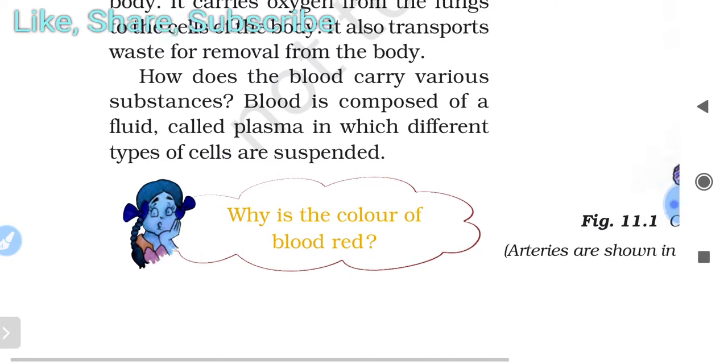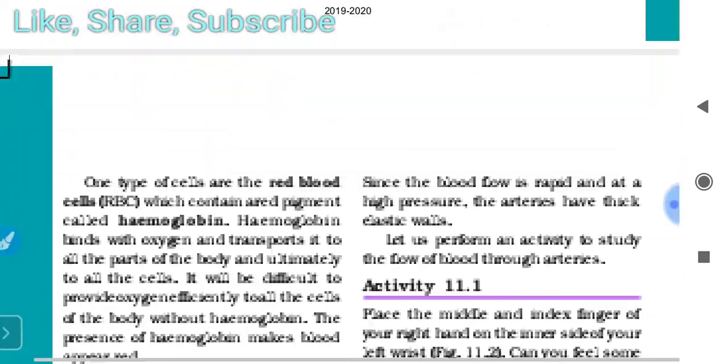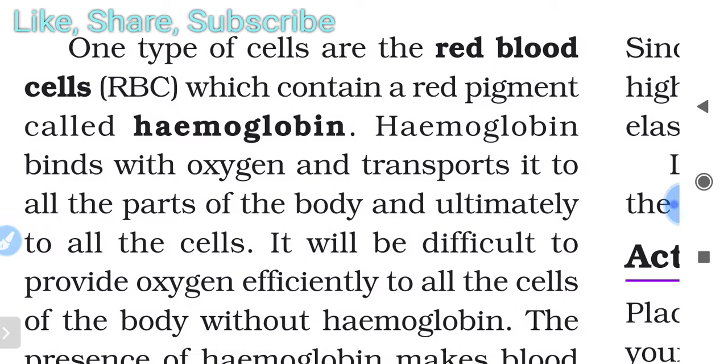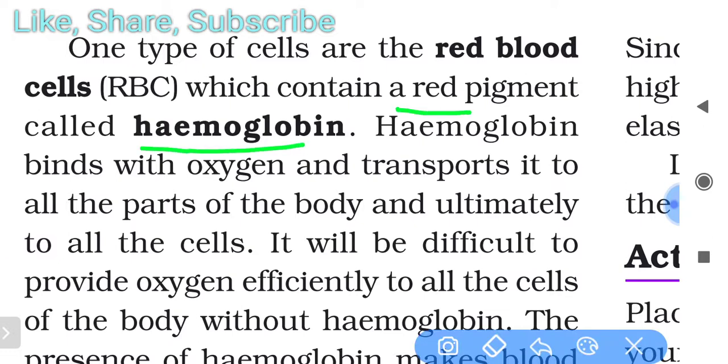Why is the color of blood red? Paheli wants to know, so we will understand this in a further topic. First is one type of cell found in plasma: the red blood cells, which contain a red pigment called hemoglobin. Hemoglobin binds with oxygen. If you break the term, hem means iron and globin is a type of protein. So hemoglobin binds with oxygen and transports it to all parts of the body and ultimately to all the cells, because our cells also need to respire.